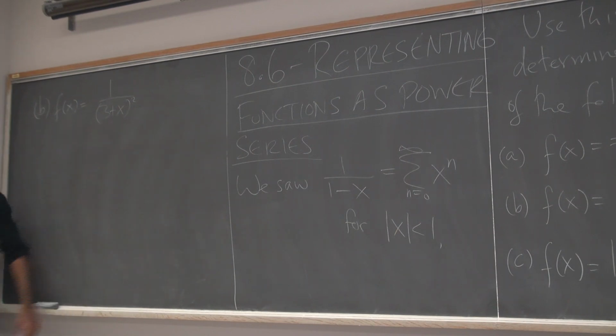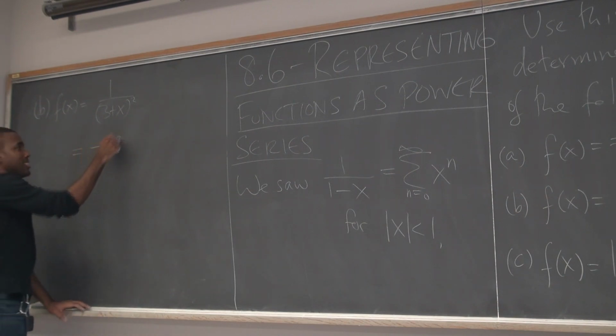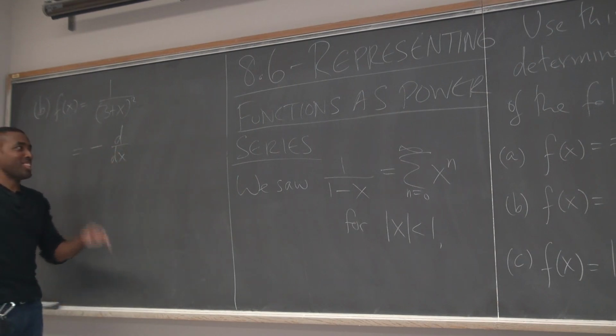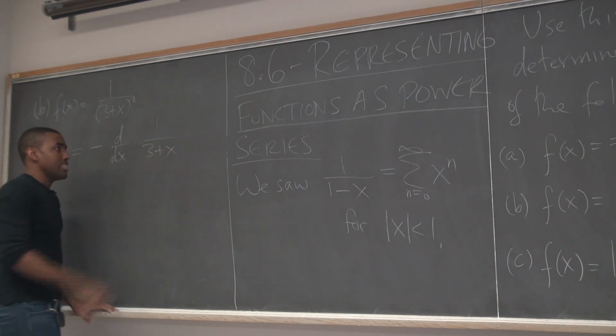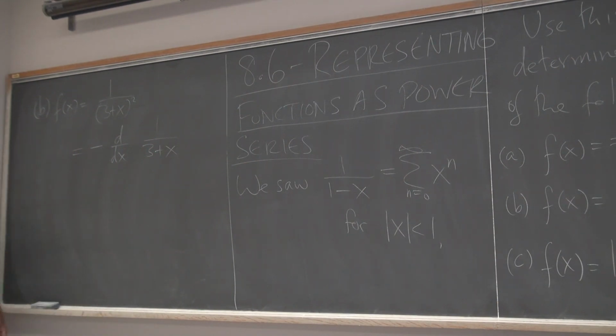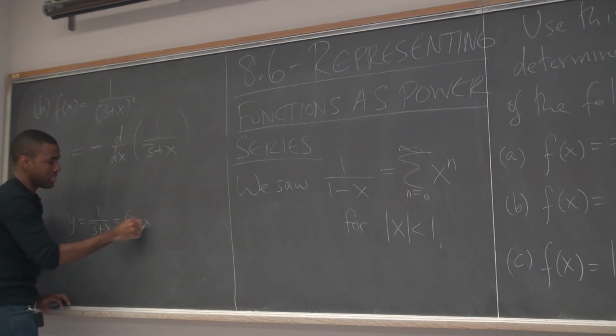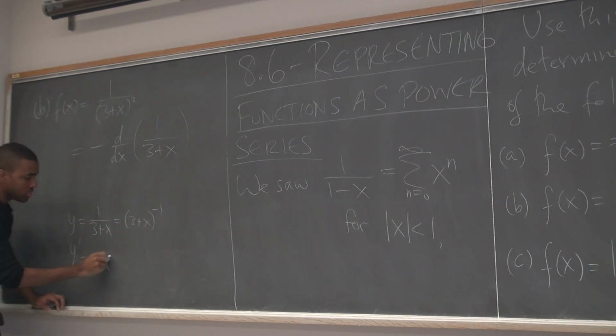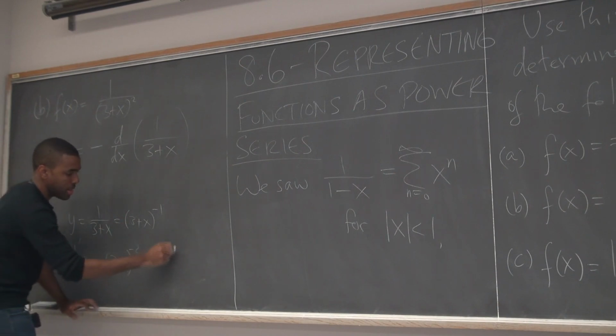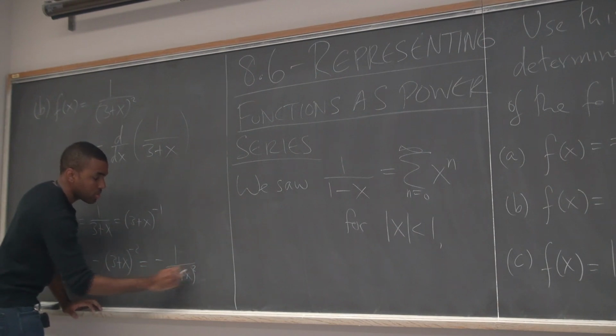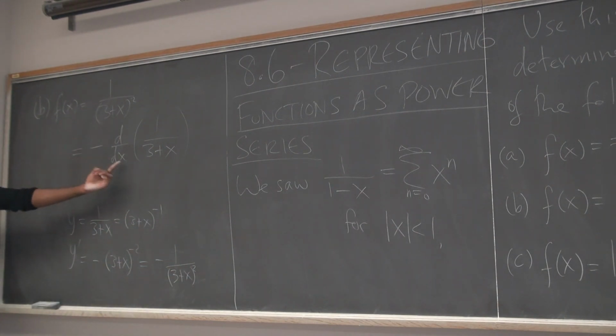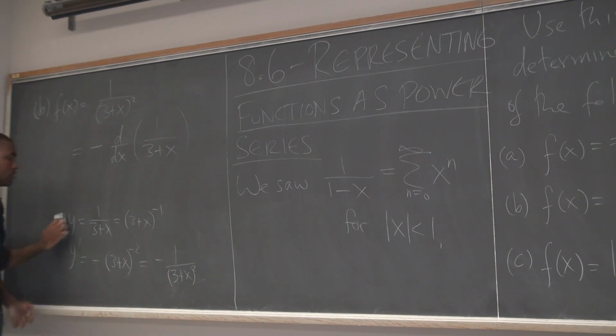How does this guy relate to the guy I just did? Can you square the whole thing? You guys are thinking too hard. It's the derivative of this guy, right? If y is equal to 1 over 3 plus x, this is equal to 3 plus x to the minus 1. I take y prime, I get minus 3 plus x to the minus 2. So I get minus 1 over 3 plus x squared. So this guy is the negative derivative of that guy. Think calculus.